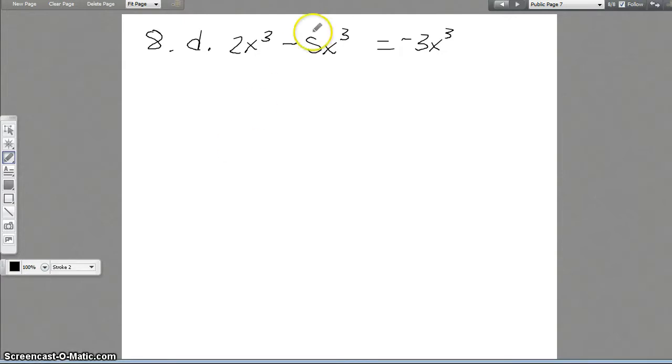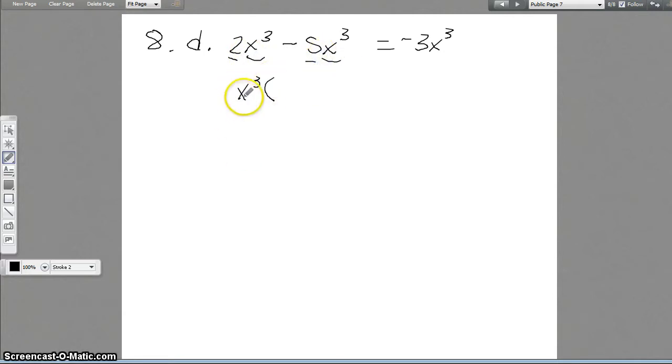Well, first we look at our coefficients. What is our common factor of our coefficients? We have 2 and we have 5. The greatest common factor for that is 1. Now we look at our variables. Every term has an x in it. We have an x cubed and an x cubed, so our greatest common factor is x cubed.